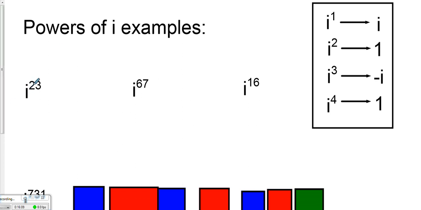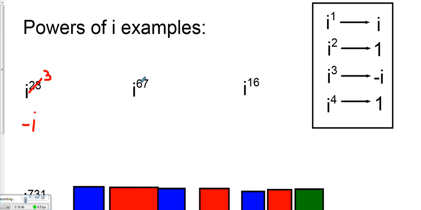If we've got i to the 23rd power, we're going to subtract the biggest multiple of 4 that we can. Now we could subtract 4, we could subtract 8, we could subtract 12, we could subtract 16, or even 20. So let's subtract the largest one, 20, and say that 23 minus 20 is just 3. So i to the 23 is the same as i to the 3, which we know for sure is negative i. So i to the 23 simply comes down to negative i.